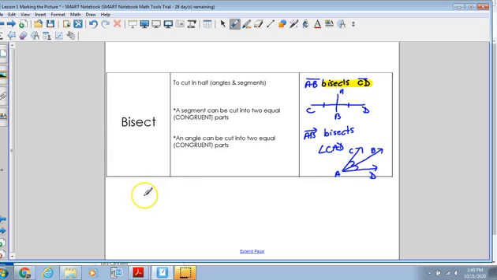Now sometimes we have segments that bisect each other. If we have AB and CD bisect each other, then that would be kind of like our original picture up here. If CD and AD bisect each other, then that means each one of them is cut into congruent parts. So here, and also these two would be congruent to each other.